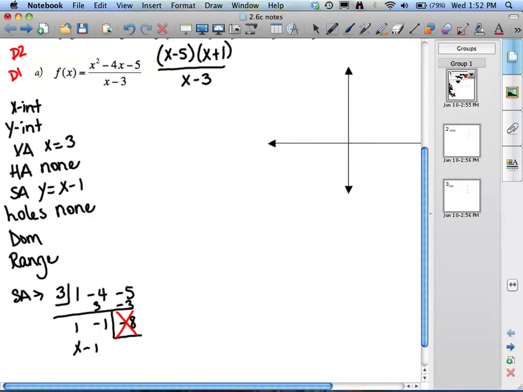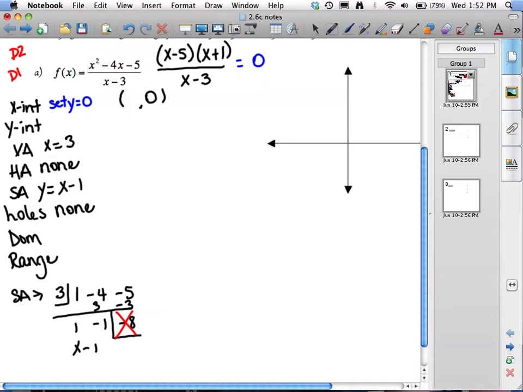To find the x-intercept, you're going to set y equal to 0. So when will this equation be equal to 0? What makes a fraction equal to 0? When will this division problem be equal to 0? When the numerator is 0, right? That's the only time you're going to get 0 when you divide, is when you have 0 divided by something.